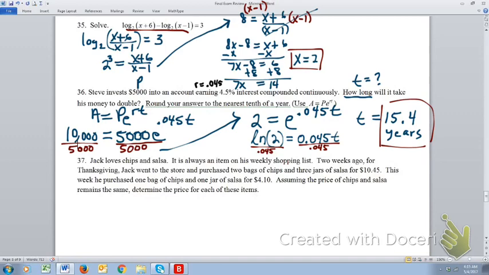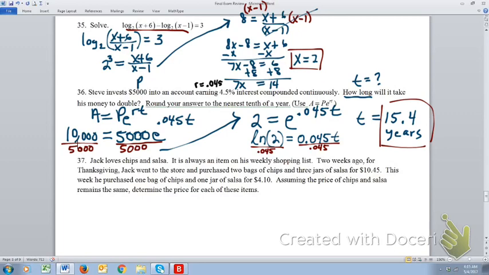Alright, let's do one more. Let's look at 37 here. Let's see, Jack loves chips and salsa. So he went to the store, he got 2 bags of chips and 3 jars of salsa for $10.45. Then he got 1 bag of chips and 1 jar of salsa for $4.10. Determine the price for each of these items.